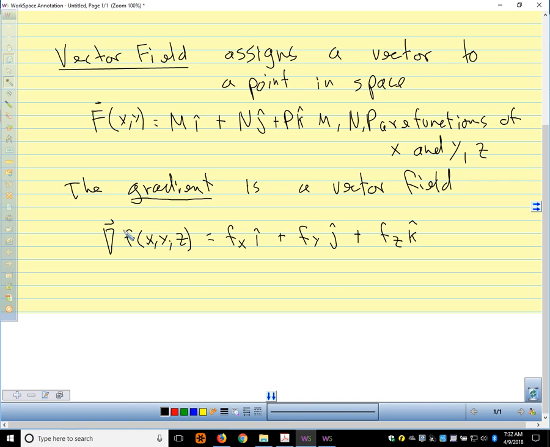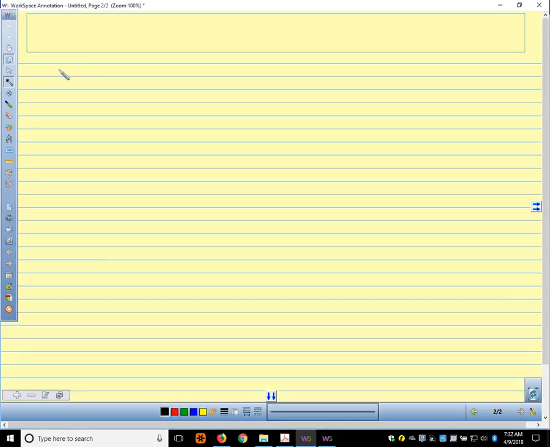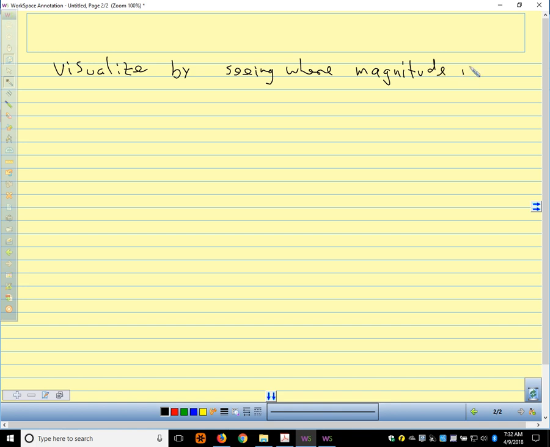Now we can sketch or visualize vector fields. Often they're very difficult to visualize, but one way that we can visualize them is by looking at where the magnitude is constant. Why can't we just draw them like a smooth field? You can, but they can get kind of complicated.